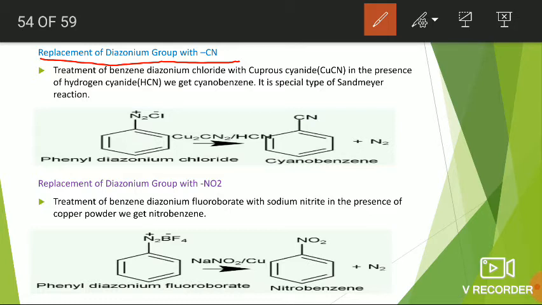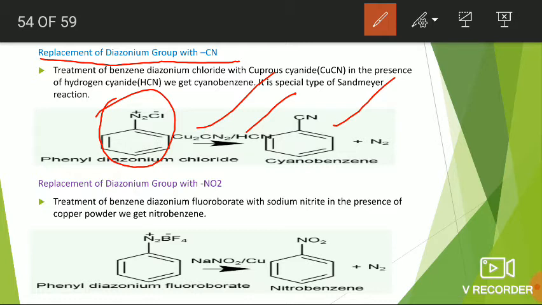We can replace the diazo group with a cyano group on treatment of diazonium salt with cuprous cyanide in the presence of hydrogen cyanide, or in many cases alkali cyanide, that is potassium cyanide or sodium cyanide. That is, treatment of diazonium salt with cuprous cyanide in the presence of alkali cyanide, or in some cases hydrogen cyanide, we get the corresponding cyanobenzene or cyanoarenes.